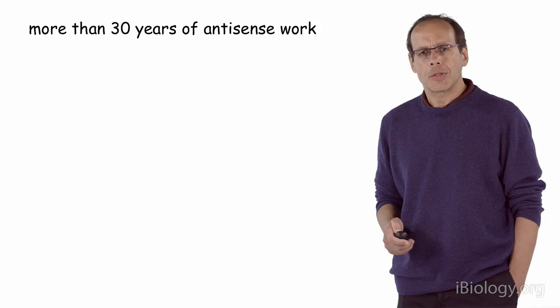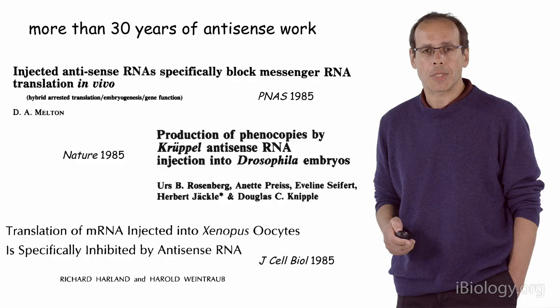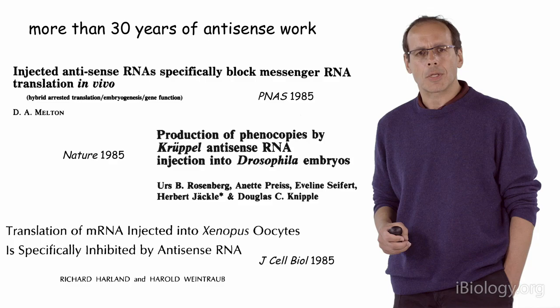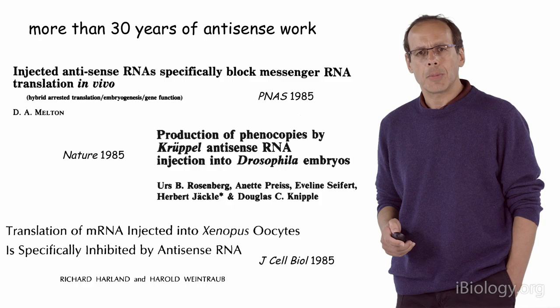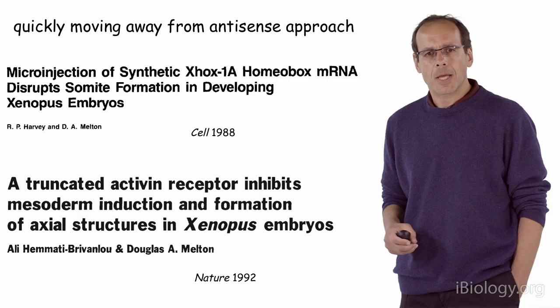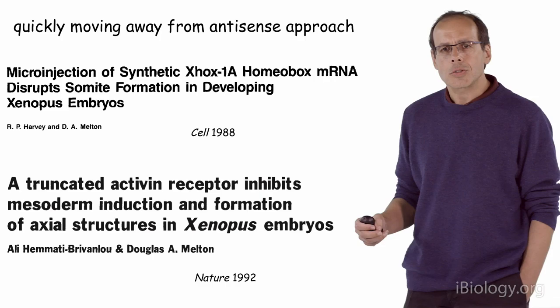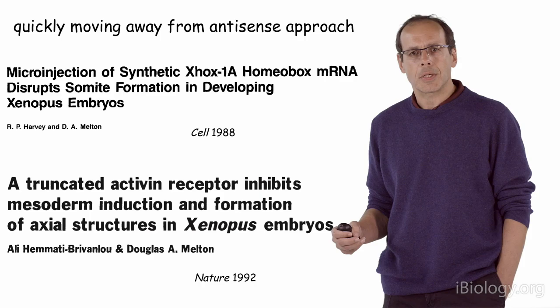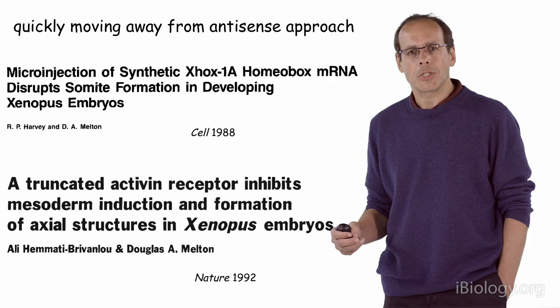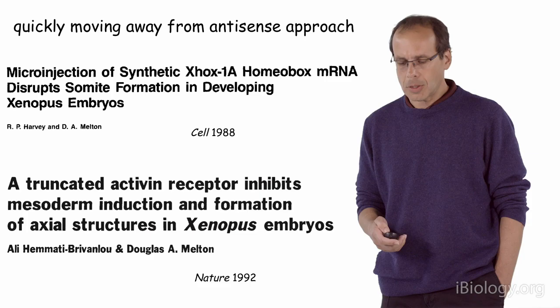More than 30 years ago, people working in developmental biology started using antisense RNA to block gene function, both in the frog embryo as well as the fly embryo. But this period was fairly short-lived, probably because people were concerned about off-target effects. And so people moved to overexpressing either wild-type or dominant negative versions of genes or proteins. For example, the dominant negative activin receptor was known to interfere with other proteins besides the activin receptor. And yet, approaches such as this gave us important insights into developmental processes. So it's important to realize that while no reagent is perfect, these reagents can be used to gain important insights into biological processes.